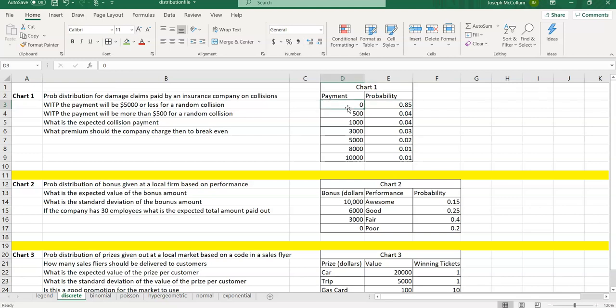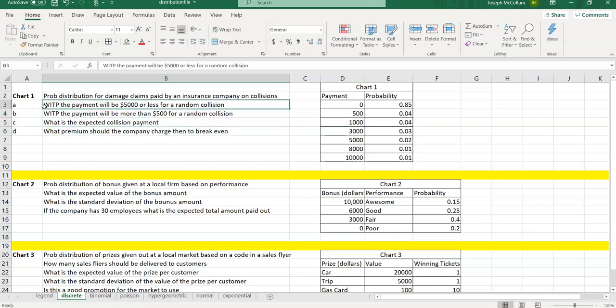What we have is the payment, how much we've paid out if we're the insurance company, and the odds of that payout. So 85% of the time, a claim comes in with no payment. 4% of the time, there'll be a claim coming in with $500 payment. 4% of the time, there'll be a claim that comes in on collision that's $1,000 in payment, and so on and so forth, all the way up to 1% of the time we see collisions and the payment on the collision is roughly $10,000.